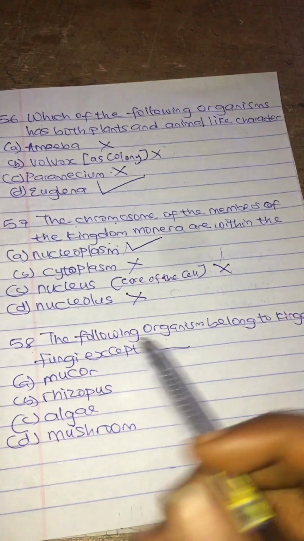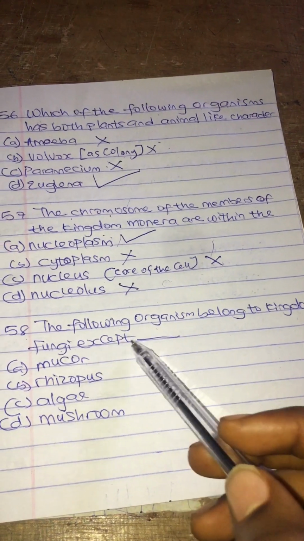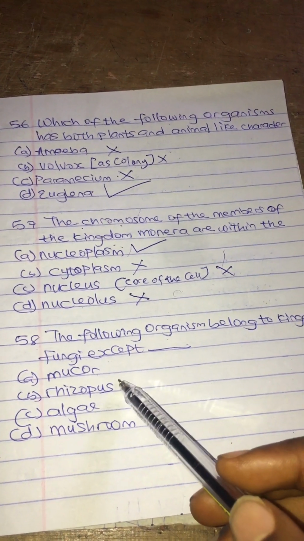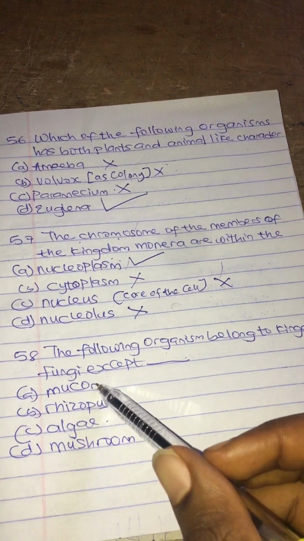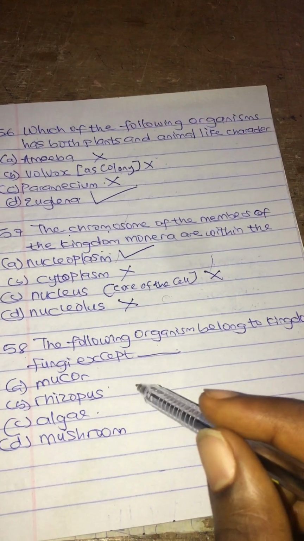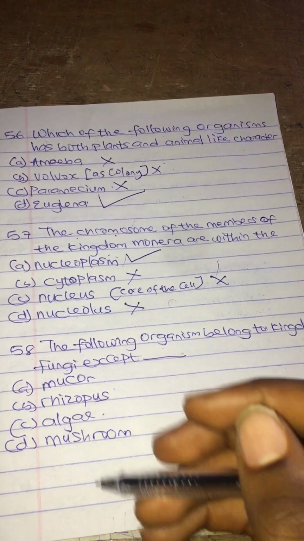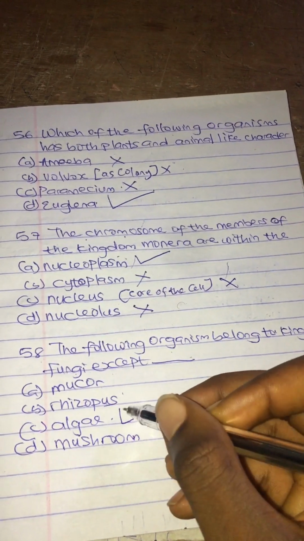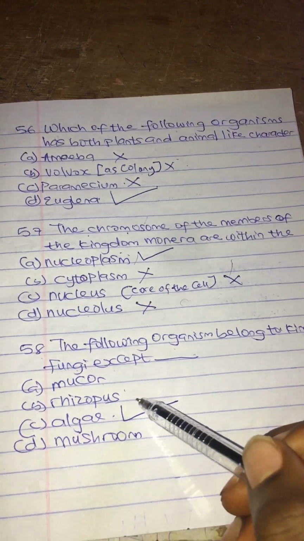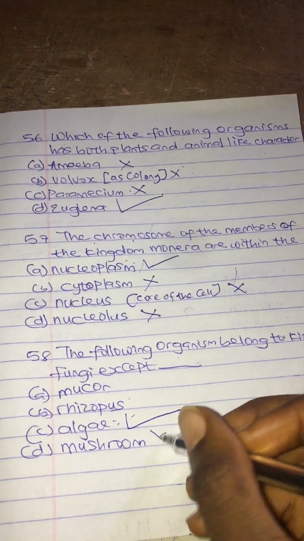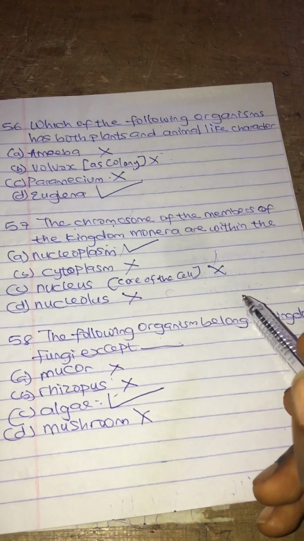So guys, now to 58. The following organisms belong to kingdom fungi except dash. A. Mucor, B. Rhizopus, C. Algae, D. Mushroom. Mushroom, Rhizopus, and Mucor are all fungi. They all belong to kingdom fungi. The one that doesn't belong to kingdom fungi is algae, and we are looking for the one that excludes kingdom fungi. So the one that excludes kingdom fungi is algae.